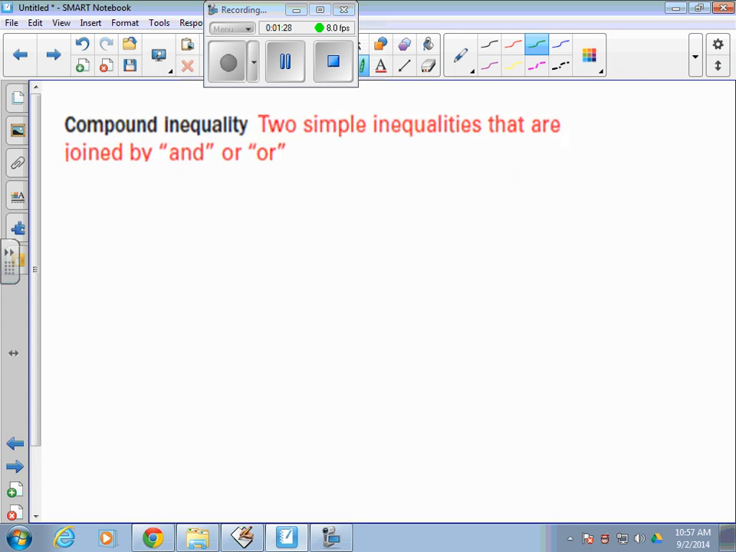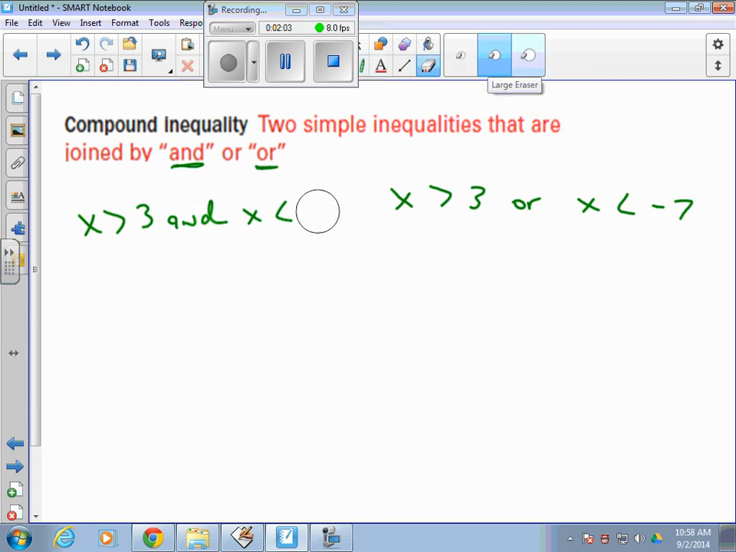A compound inequality is joined by "and" or "or." Or inequalities will be like x is greater than 3 or x is less than -7. But and inequalities, more often than not, will be combined. If you said x is greater than 3 and x is less than 7, for example, that's greater than 3 and less than 7.